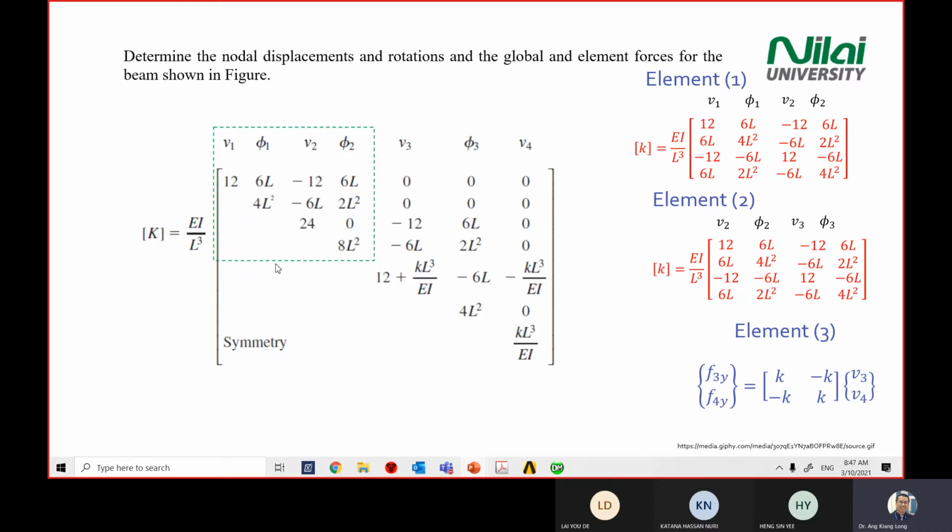All right, so I highlight the green color again, just for your info. Then the second one, then the third one. So you can see that for the third one, we're only interested in the V3 and V4 element. So now you understand why suddenly here, because if you look at K for element 3, if you put it inside there, you should have K. But why suddenly you have KL cubed divided by EI? Now you understand?